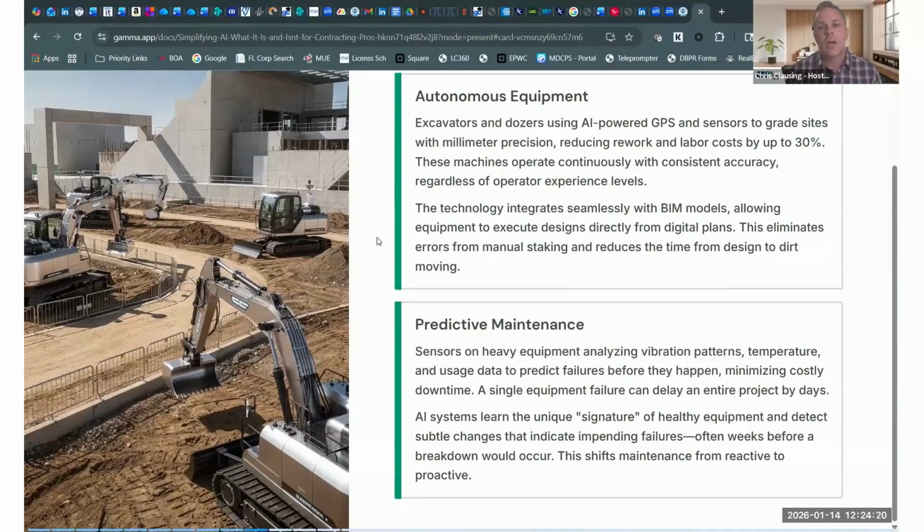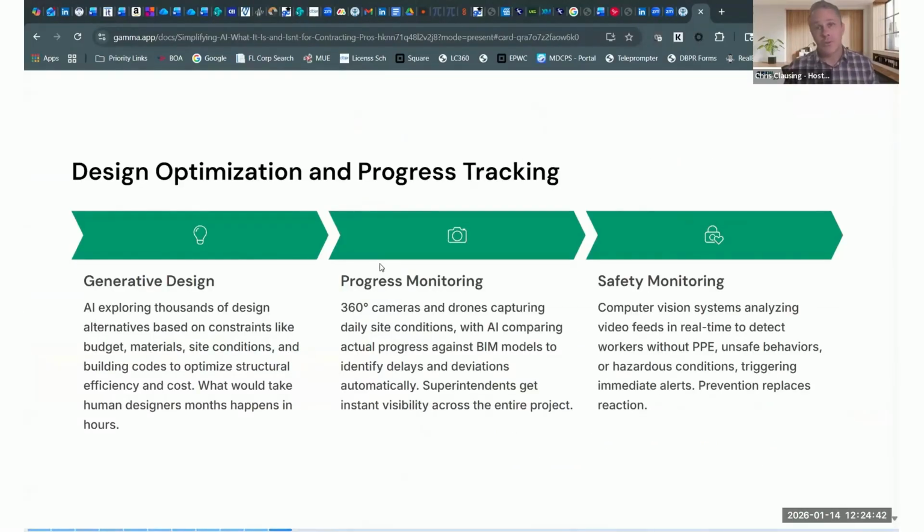Autonomous equipment and predictive maintenance are things that larger firms are utilizing on a daily basis, and it's really helping, again, with their profit margins and their efficiency. So they're proactively repairing equipment before it breaks so that those machines are always on board. And Janelle, with your trucking, you don't want the machine to break down in the middle of a haul or trying to deliver something to a client.